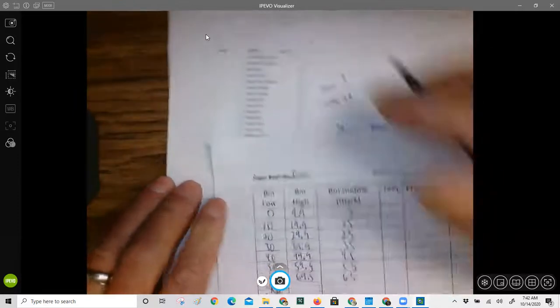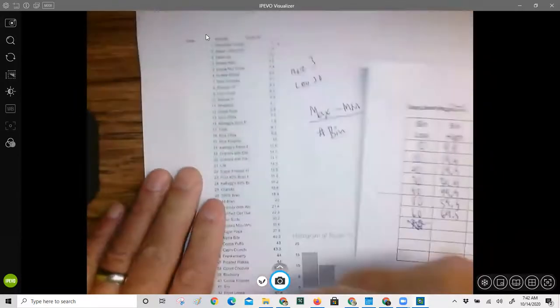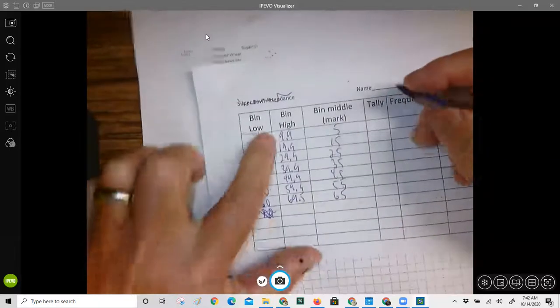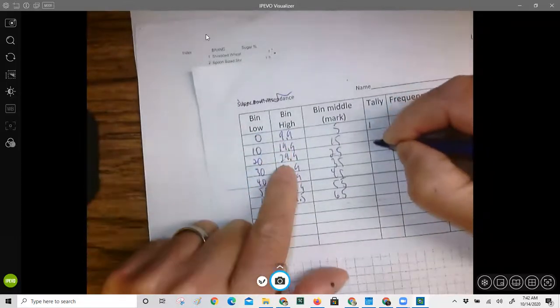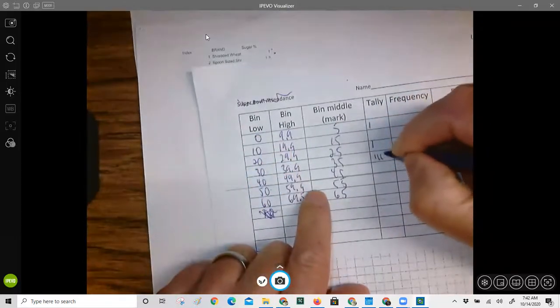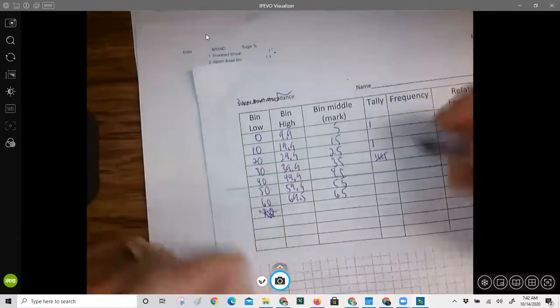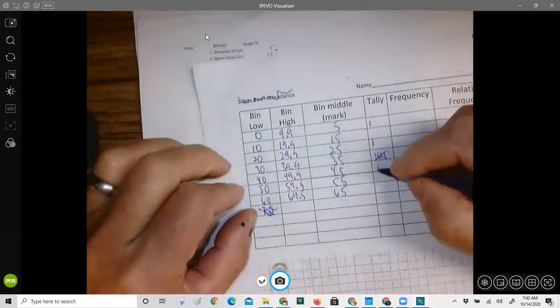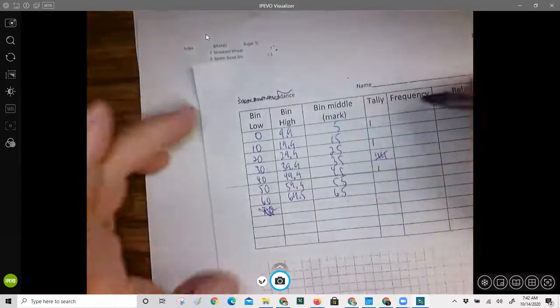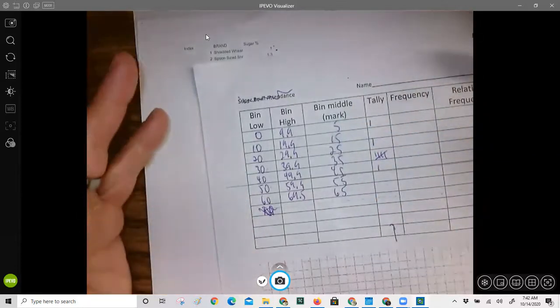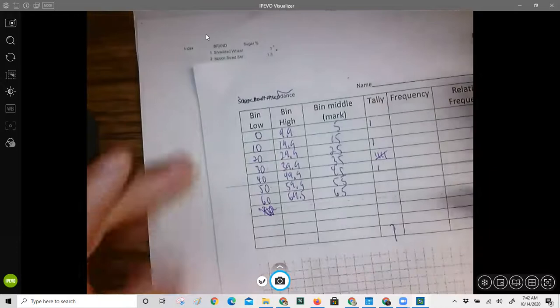Now, if this data was all jumbled up, you'd have to go down to, okay, so I've got one that fell here, I've got one that fell here, I've got 5 that fell here, that kind of thing. And you remember how to do those tally marks. That helps you sort it. You probably will not have to do this if you sort your data on your spreadsheet. Okay, so just so you know. But we do need to get the counts.